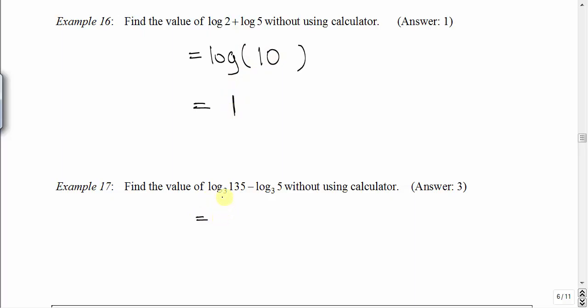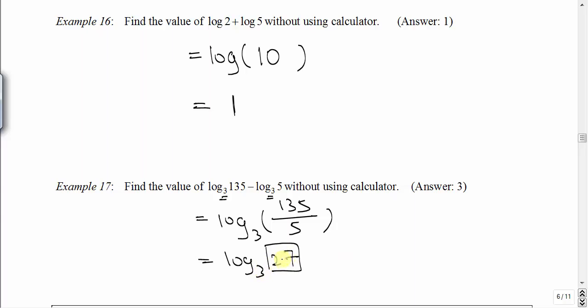Let's try this example. The base is the same, so we can use the property. 135, a minus becomes a divide. 135 divided by 5 gives us 27. Now we are not supposed to use a calculator, so for 27 what I can do is change it to a multiple of 3. 27 I can write as 3 to the power of 3, and this 3 can be brought down, so log 3 becomes a 1. 3 times 1 will be a 3.